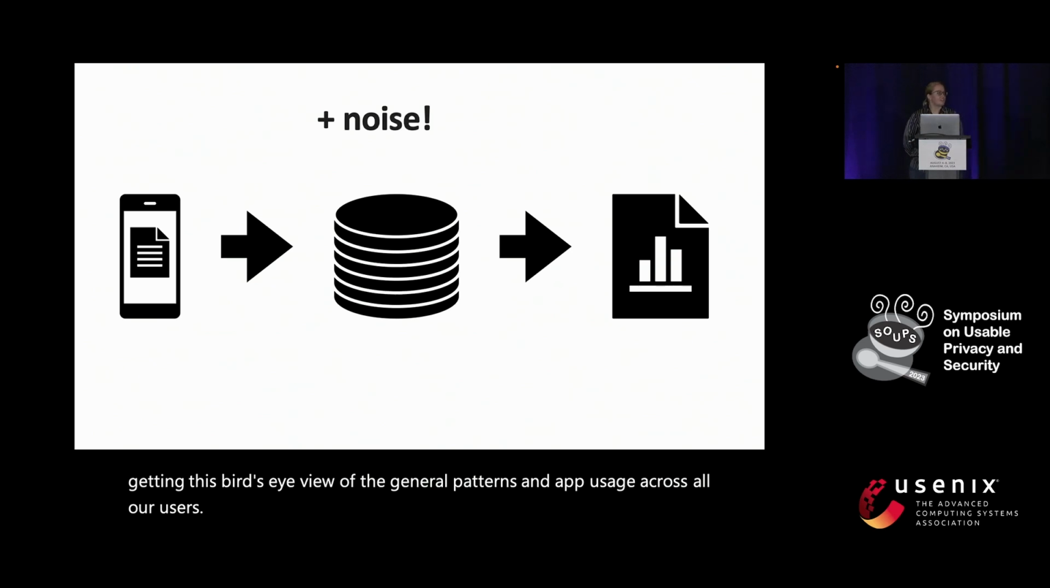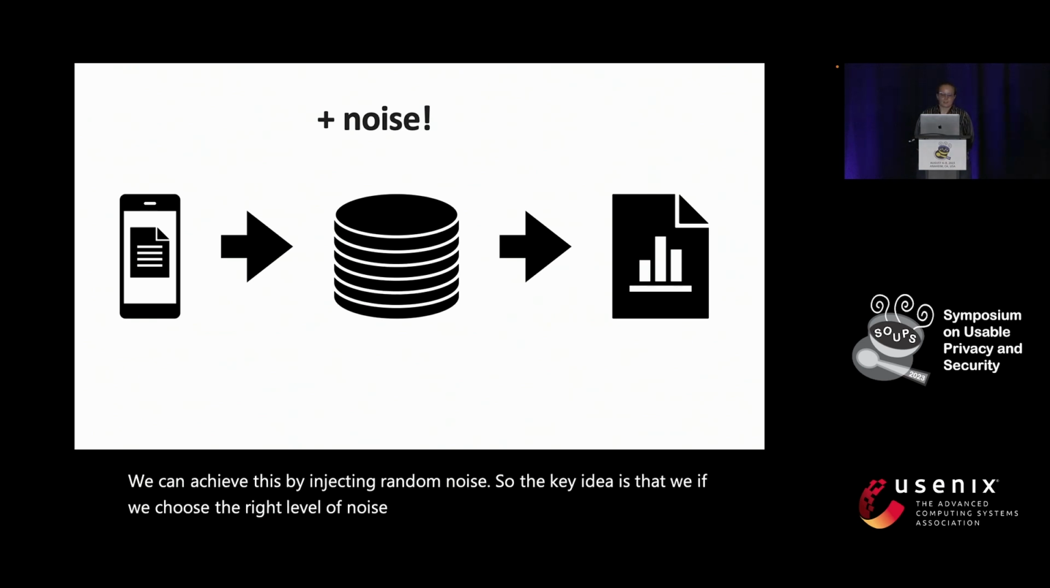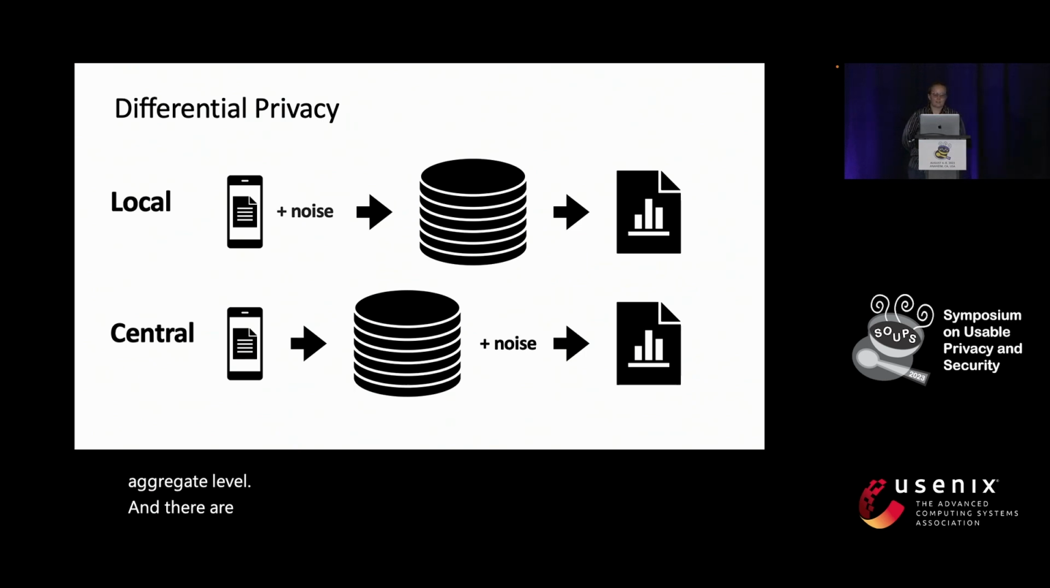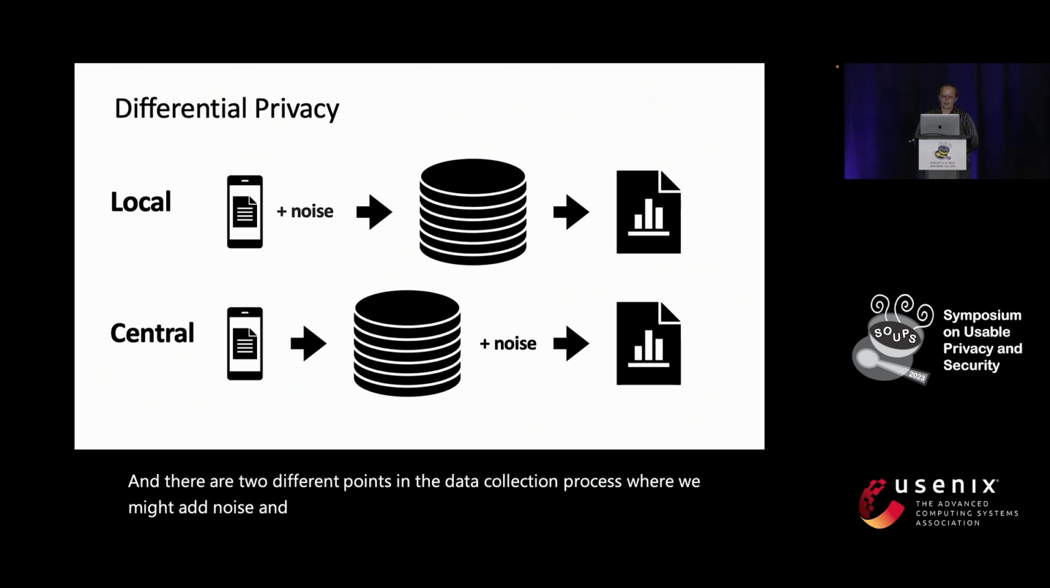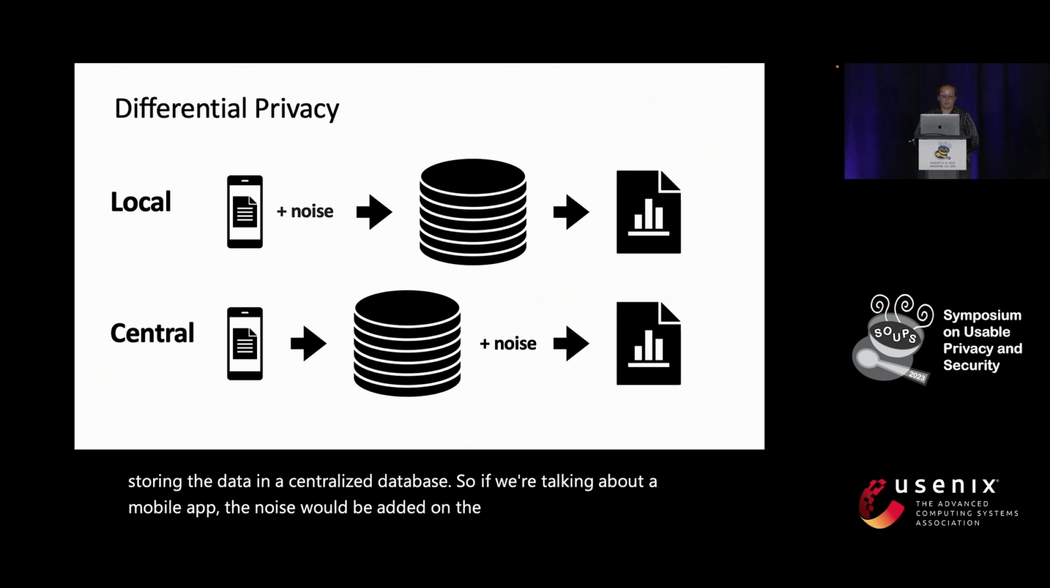We can achieve this by injecting random noise. The key idea is that if we choose the right level of noise, we can obscure what's going on at the individual level, but still get a general sense of what's going on at the aggregate level. There are two different points in the data collection process where we might add noise. In the local model, we add noise before collecting and storing the data in a centralized database. So if we're talking about a mobile app, the noise would be added on the individual's mobile device before the data is sent to the app server.